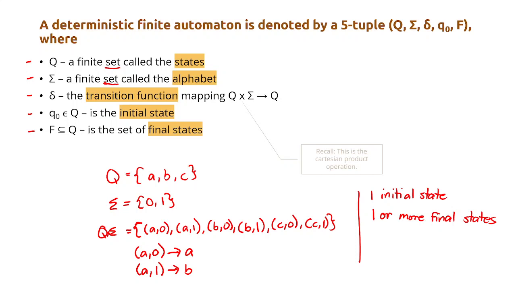Okay, so if later we do our processing on the strings given a finite automaton, if we end up on a final state, then we accept the string. If we do not end in a final state, then we reject the string. Okay.